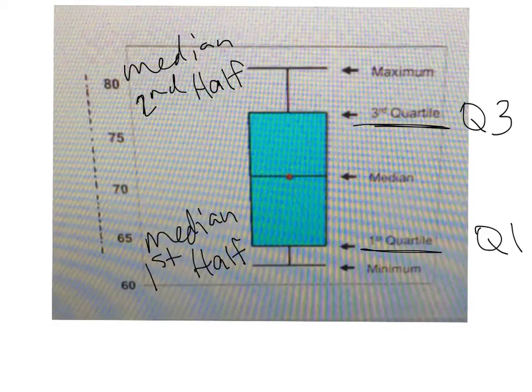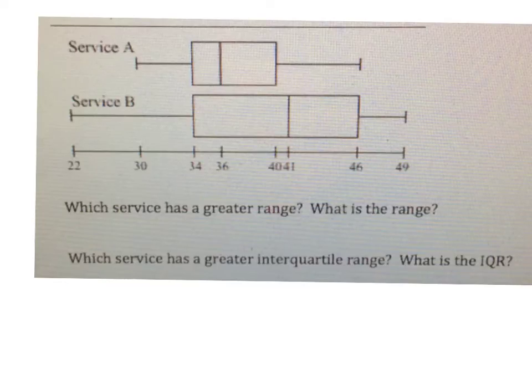So let me show you one. Service A versus service B. Here are two box and whisker plots, and we need to be able to compare these. Here's my median for service A, and here's my median for service B. You can tell here's the minimum and the minimum, the maximum and the maximum. It asks which service has a greater range. Remember, range is the entire thing.